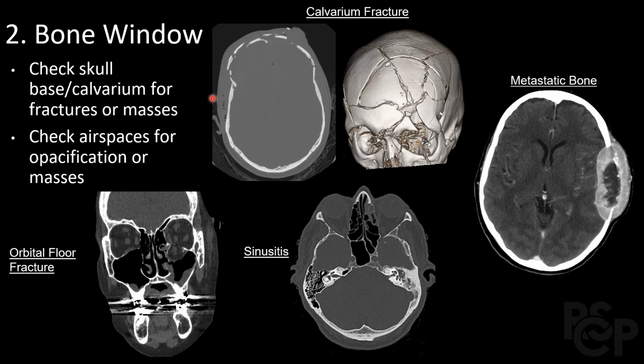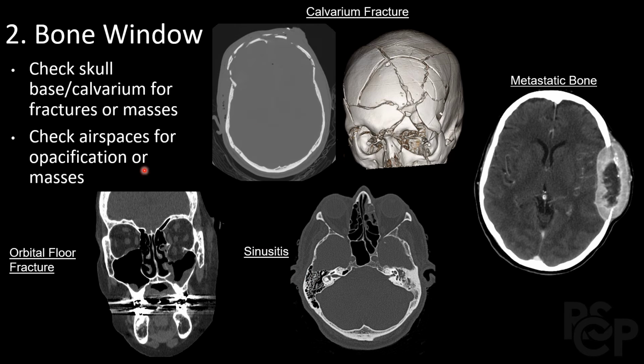Now let's move on to talk about our bone window. The bone window is optimized to check the bony structures in the air spaces for pathology. In the context of neuroradiology, it's specifically used to check the skull base and the calvarium for fractures or masses, and check the paranasal sinuses, the mastoid air cells, and the outer and middle ear canals for opacification or masses.